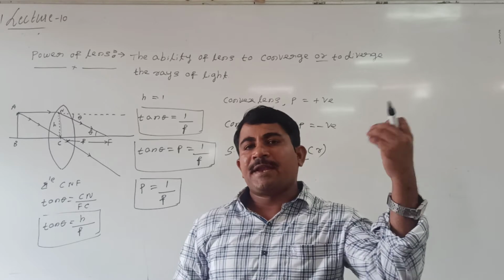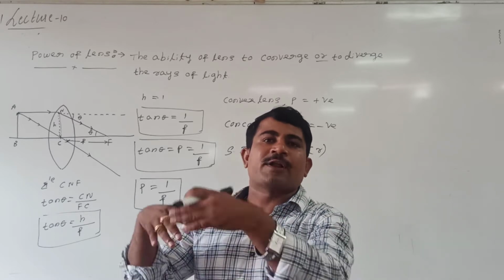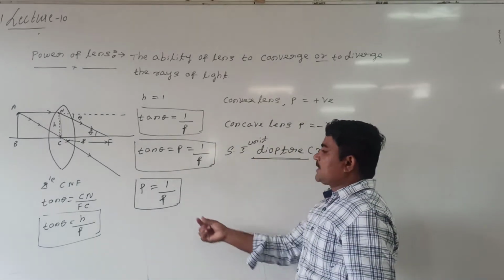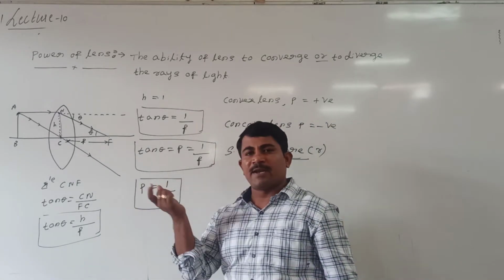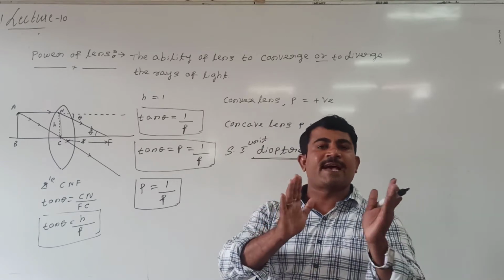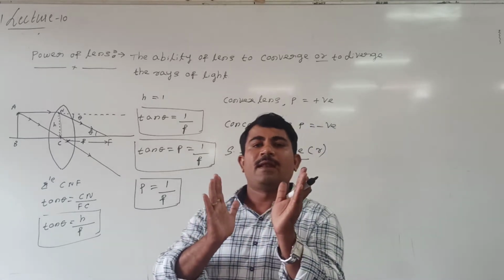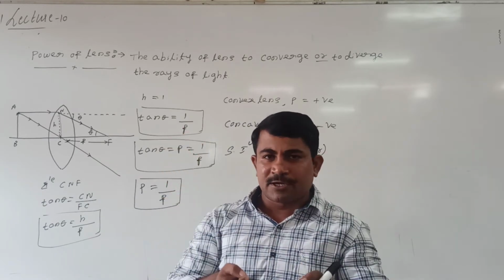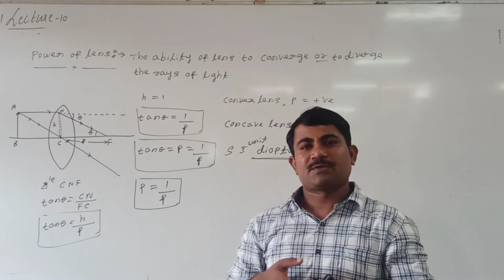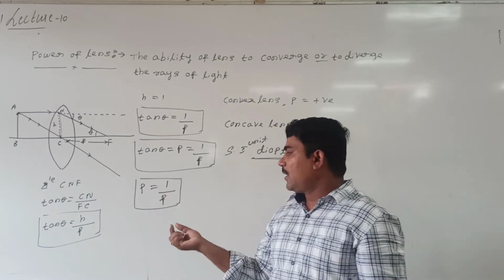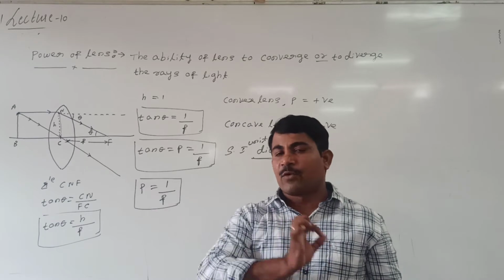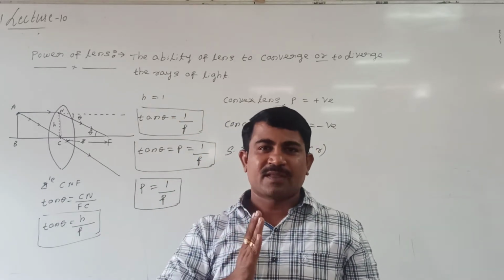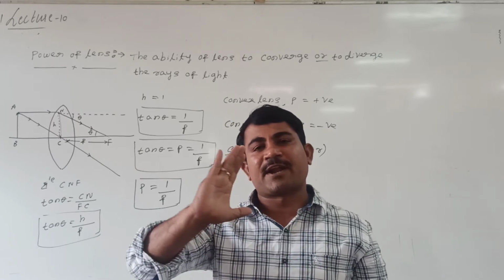Simply, any lens which is able to converge or able to diverge the ray of light, that ability we are calling power of lens. What we know? The smaller the focal length, what is the power of lens? More the power of lens. If the lens has more power, the lens has less focal length. If the focal length is less, more the ray of light can converge near the lens. So that becomes power of lens. Mainly, the power of lens depends on focal length, and again focal length depends on radius of curvature and refractive index, along with radius of curvature.